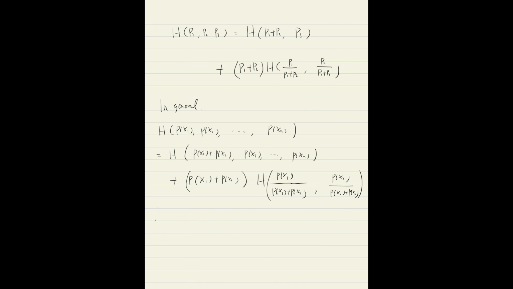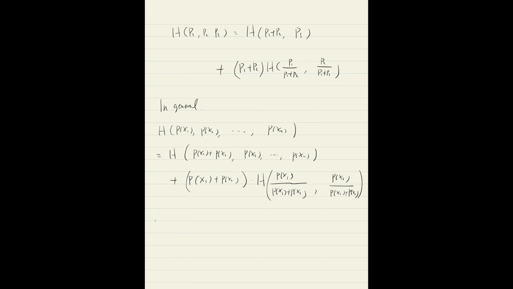Px1 divided by Px1 plus Px2. Right, let's make it more clear. Plus Px2 divided by Px1 plus Px2, and then Px3 and so on. Okay, so this is exactly the same as that, but we consider more possibilities here. Okay? Any questions?